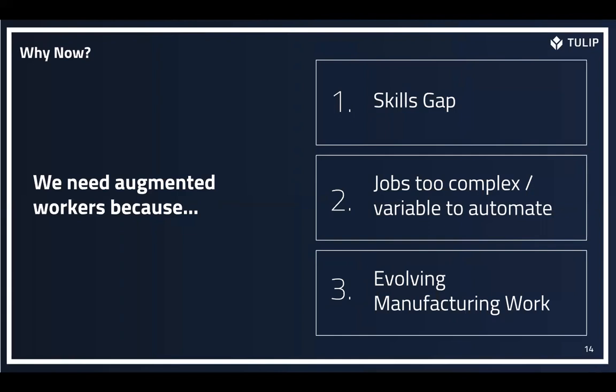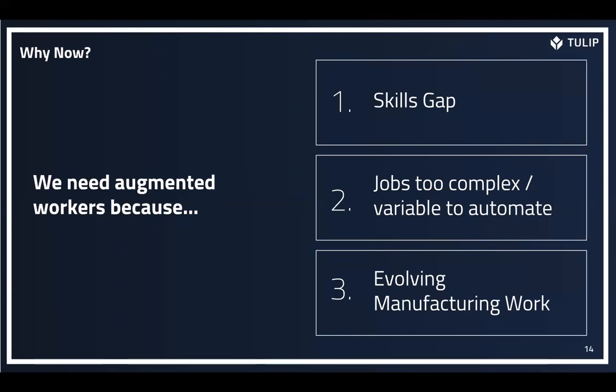They can move from task to task and learn new things and pick up new skills in ways that robots simply can't. And they're good at learning new things in a short time span. And the third, manufacturing work is evolving. And this is a natural consequence of the first two points.